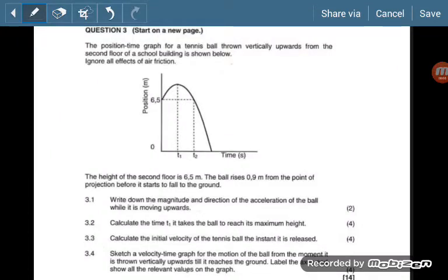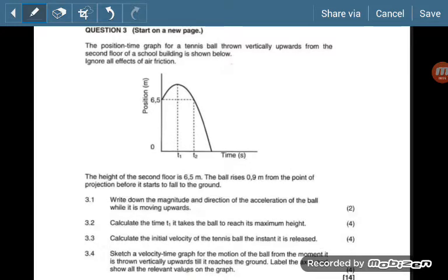Vertical projectile motion question 3. Start on a new page. The position time graph for a tennis ball thrown vertically upwards from the second floor of a building is shown below. Ignore all effects of friction. You can look at the graph. The height of the second floor is 6.5 meters. The ball rises 0.9 meters from the point of projection before it starts to fall to the ground.